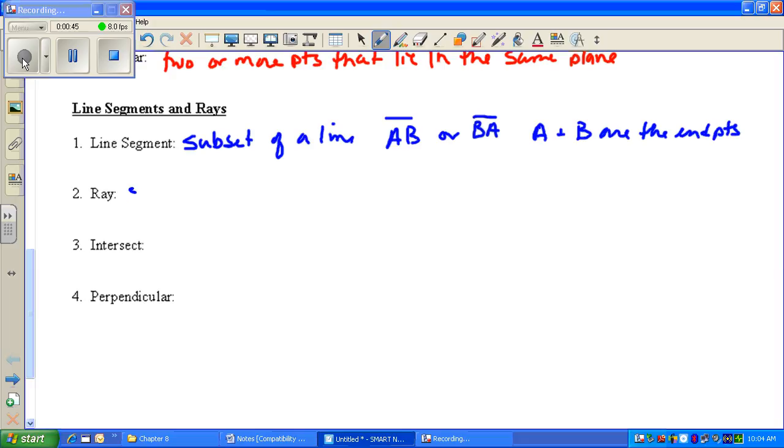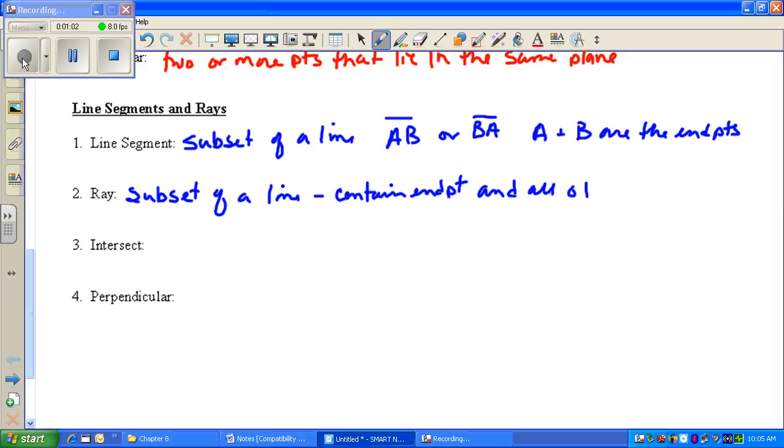A ray is also a subset of a line. This is a little bit different because it's going to contain an endpoint and all other points beyond. So we denote this AB, notice the endpoint, and then an arrow that shows that we would go beyond. We like to have 2 points that label the ray so we know which direction to head.